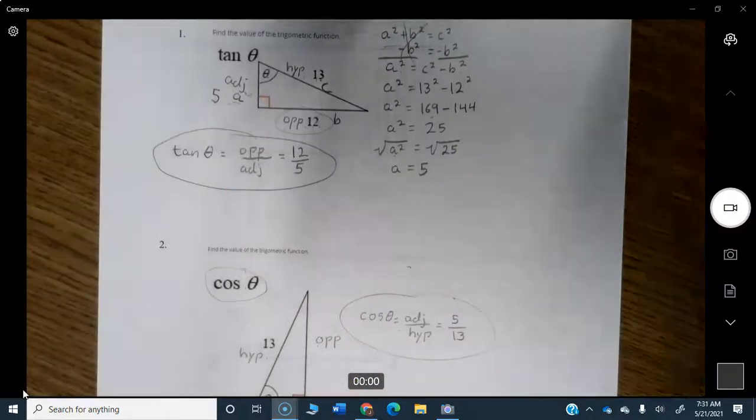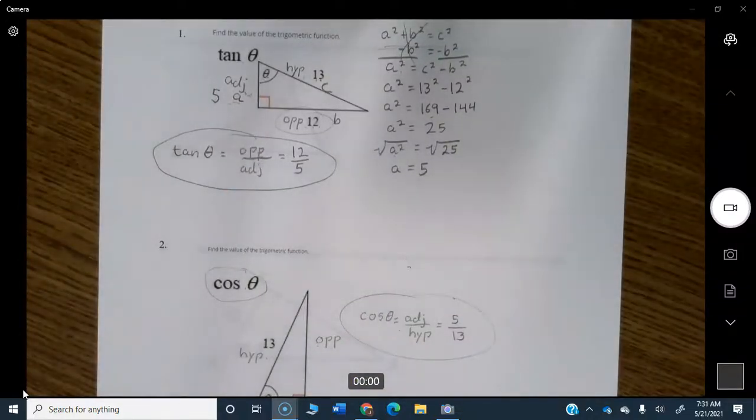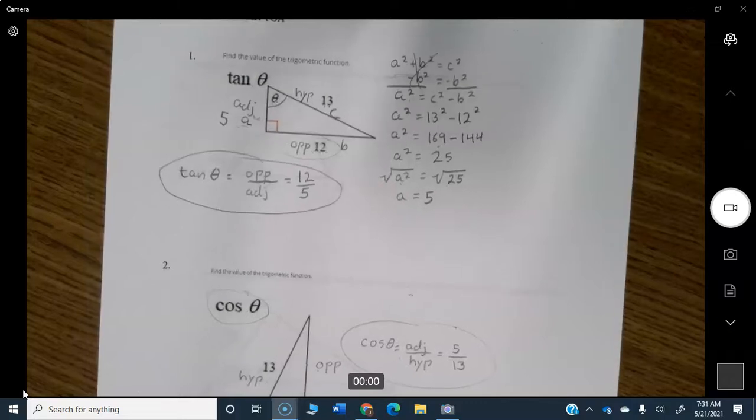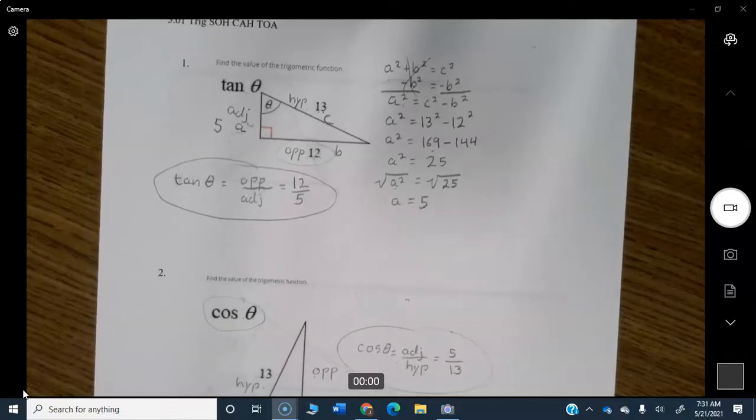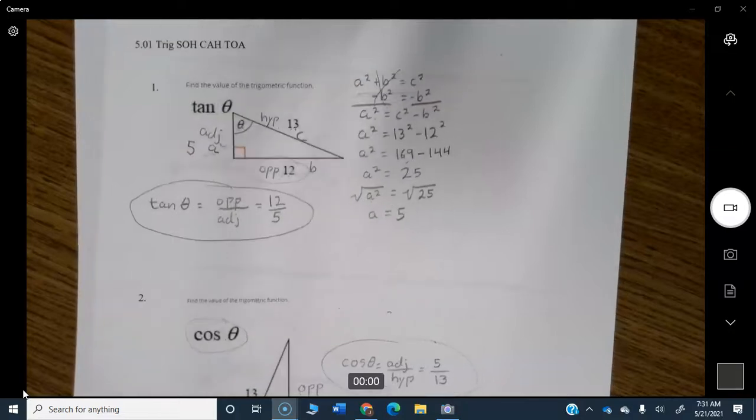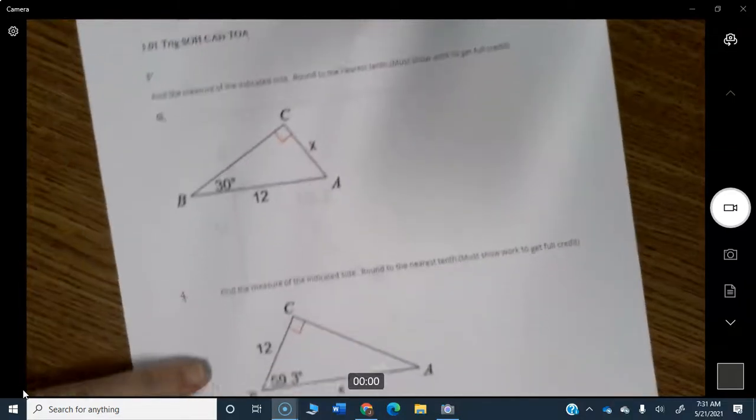Let's keep going. Now the next problems are going to actually get us into using the sine, cosine, and tangent to figure out the sides. Here we haven't done that. We've just seen the relationships there. So let me move on to number 3.